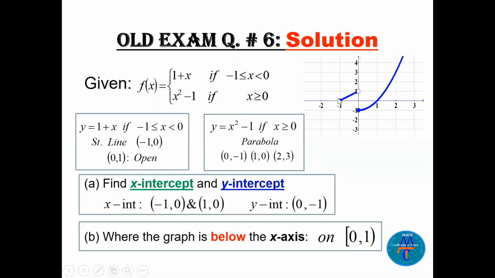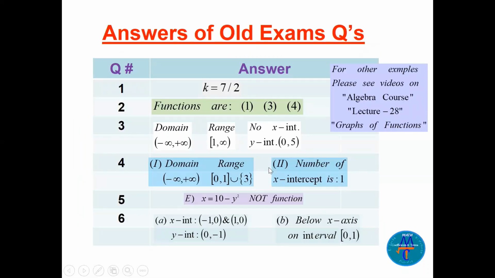Now that's the graph. Let's see. How many x-intercept? We have here x-intercept, -1, 0. There's another x-intercept, 1, 0. Y-intercept is 0, -1. Where the graph is below the x. See, this is the x-axis, below the x. Below the x, this is a closed point, see it at 0. So we take only the interval on the x-axis. So that's 0 closed. Below the x, 1 open. We have to make 1 open because it's under or below. Now, these are the answers that we put for the 6 questions.